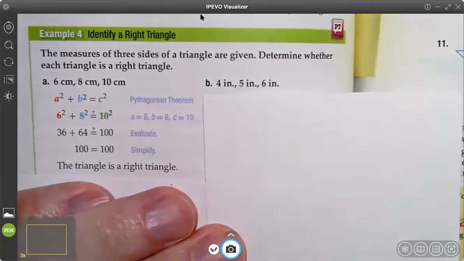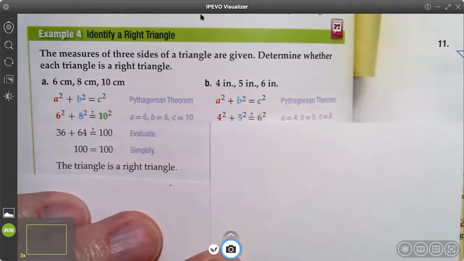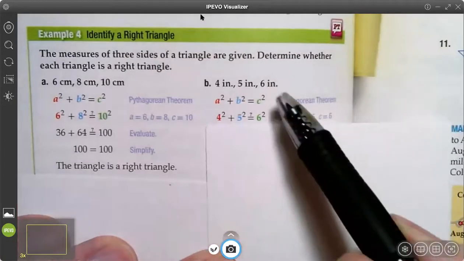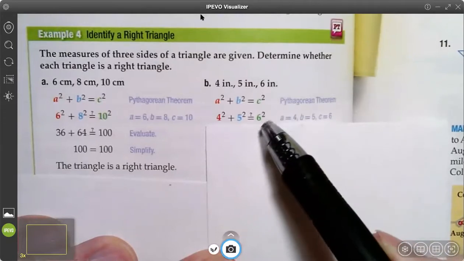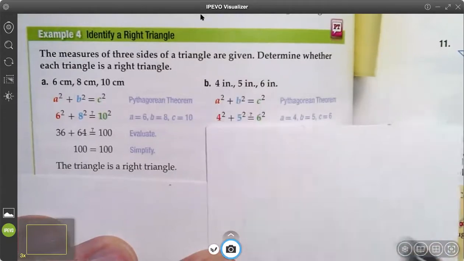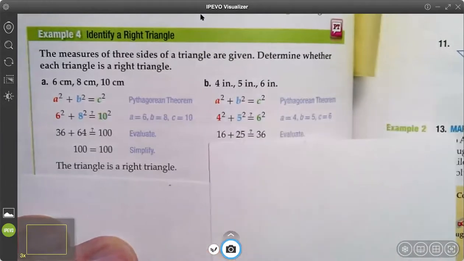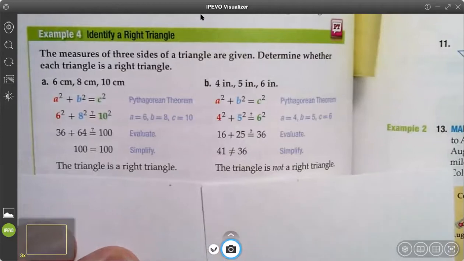However, if you take the 3 sides and you plug them into the Pythagorean theorem, here I plugged 6 in for C because the hypotenuse is always your longest side. So 4 and 5 had to be my legs. I square everything, I add them together, I get a false statement. So that triangle is not a right triangle.